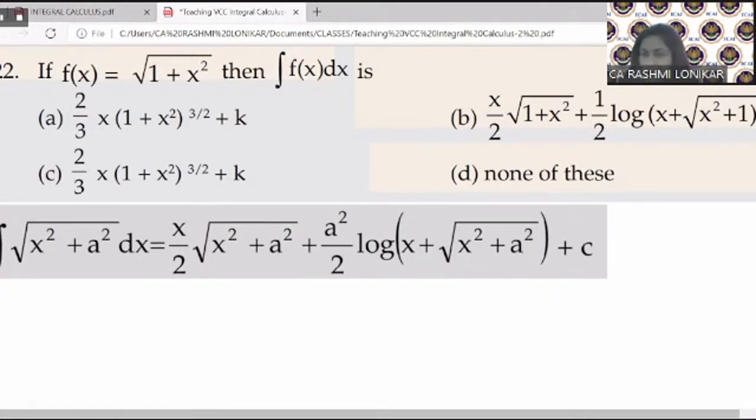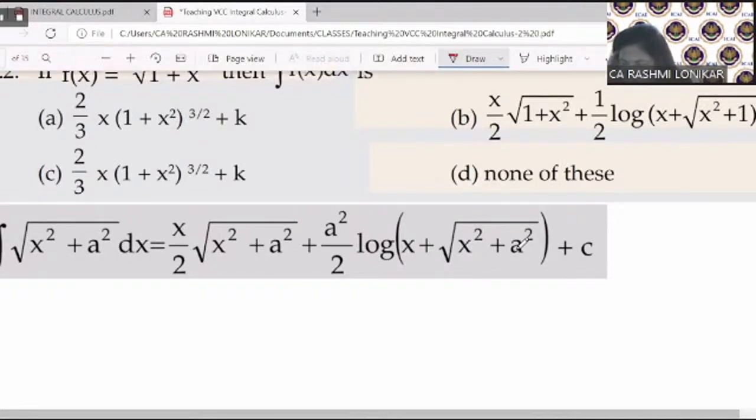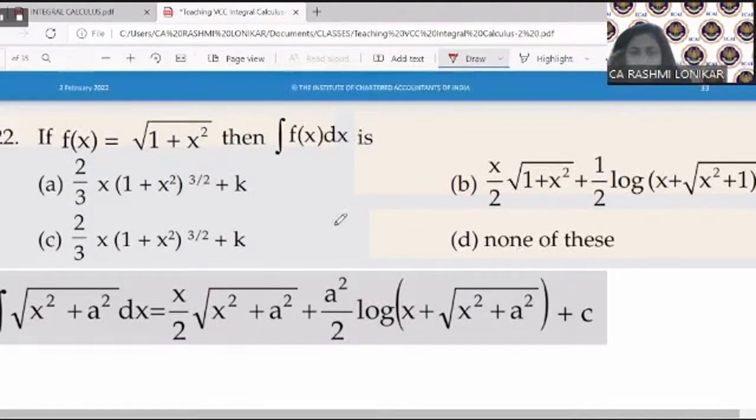Now question number 22. Question number 22 again depends on the formula. They have given that f(x) is equal to under root of 1 plus x square, then integral of f(x) is. Now this 1 plus x square can be written as 1 square plus x square, which is similar to the formula for under root of x square plus a square dx.